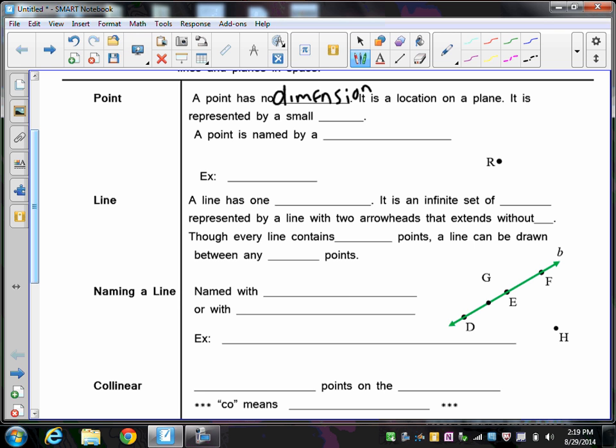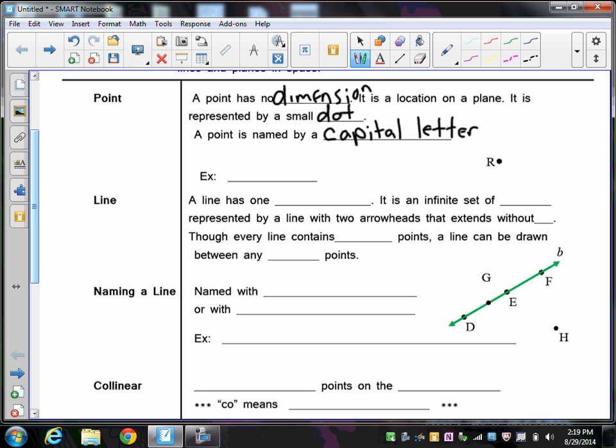It is a location on a plane. It is represented by a small dot. And a point is named by a capital letter. So if at any time you feel that I'm going too fast, you're not able to keep up with these, feel free to pause the video, or you can even rewind it.